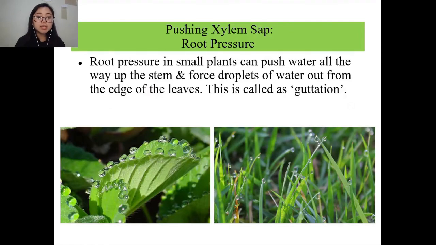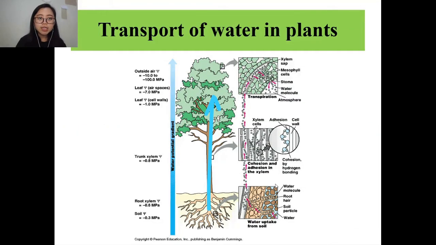Root pressure in small plants can push water all the way up the stem, and sometimes when there is too much root pressure, like tekanan daripada air daripada akar tu kuat sangat, it can force droplets of water out from the edge of the leaves. If you see this, this is a process called guttation. You can see this in some plants in the morning, tapi jangan kelirukan dia dengan embun. Embun is on the surface, but this guttation is only at the very tip. Di hujung-hujung xylem itulah kamu akan nampak dia. This is guttation.